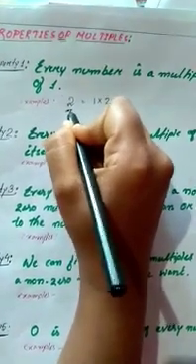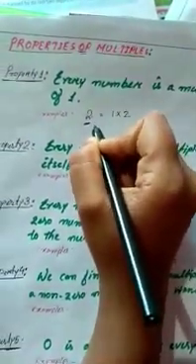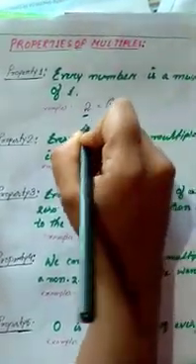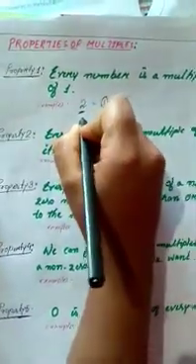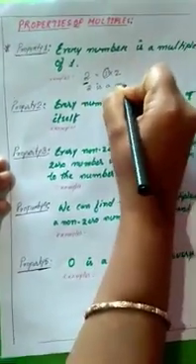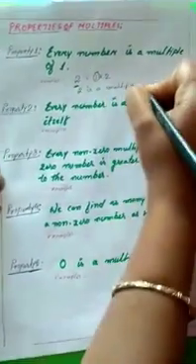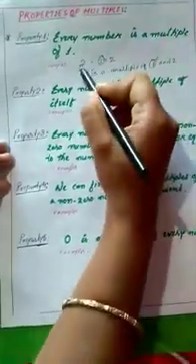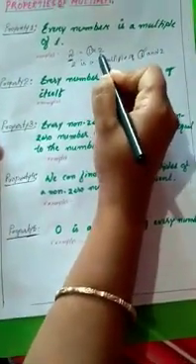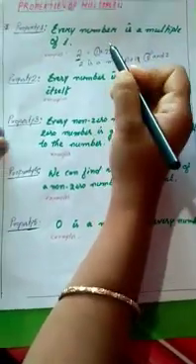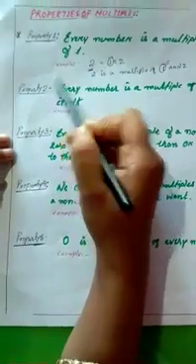So every number is a multiple of 1. Here 2 is a multiple of 1 and 2, as we can get 2 by 1 into 2. So we can get the number itself by multiplying with 1. Alright. Now our property number 2: every number is a multiple of itself.